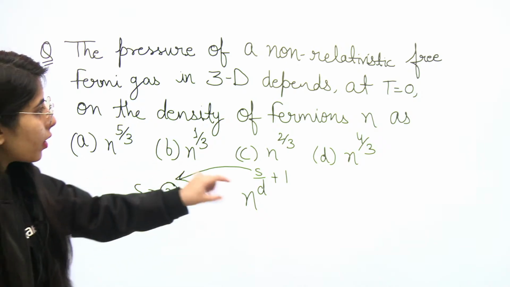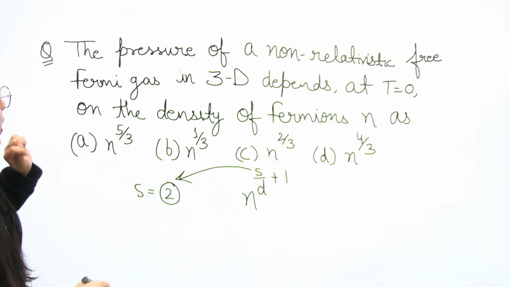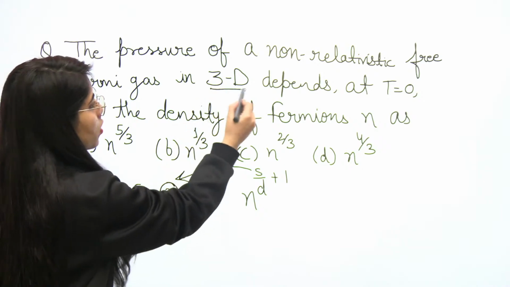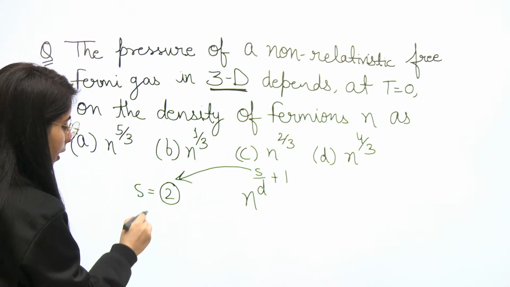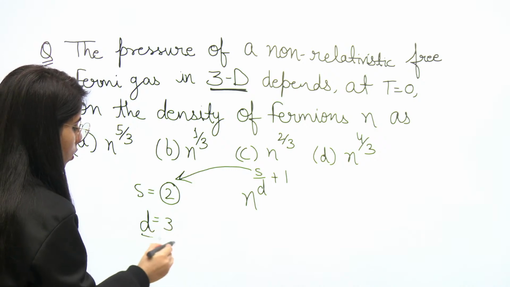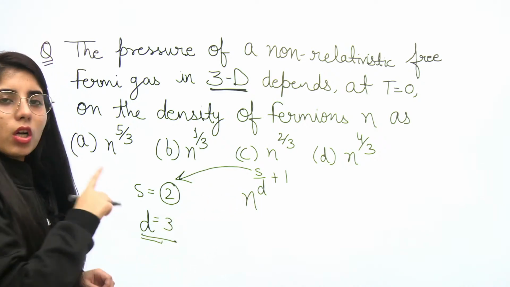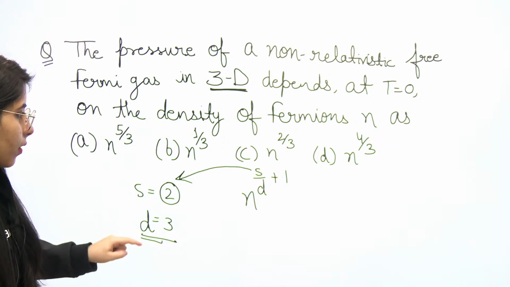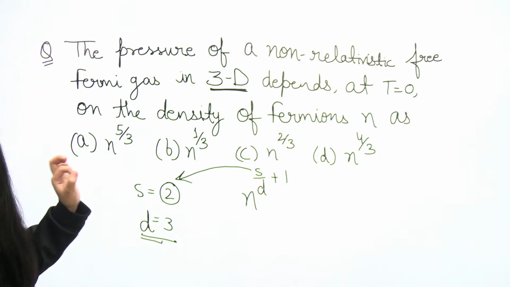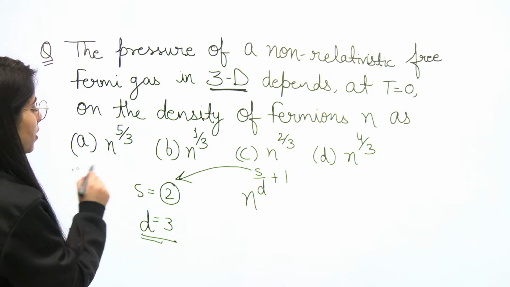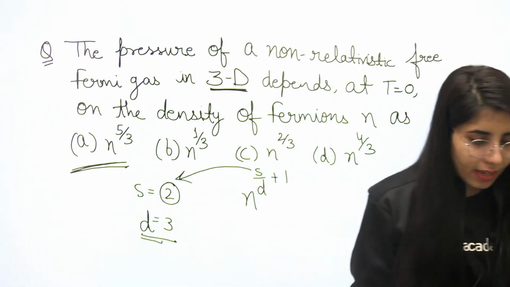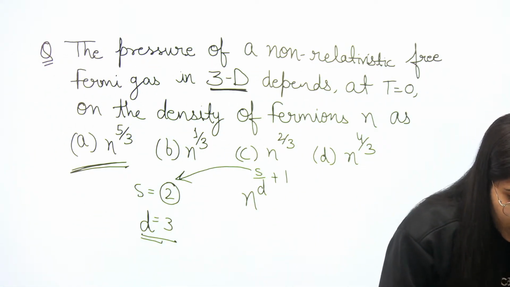For the non-relativistic case, S will be 2. And what is the dimension here? That's going to be the 3D case. It's already mentioned at this point. So D is equal to 3. So what will happen now? When you put the values, you are going to get N to the power 2 by 3 plus 1, which means 5 by 3. And which is present in option A. So that's how you can find this dependency, and it's going to be an important one.